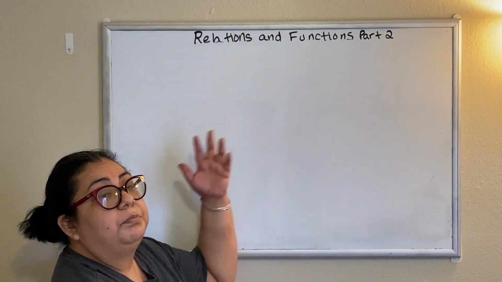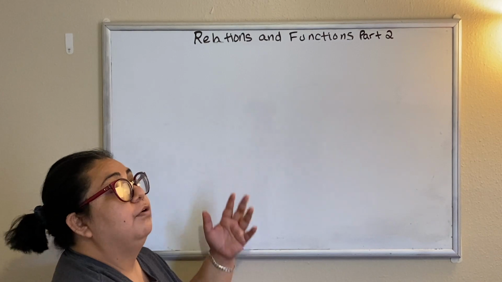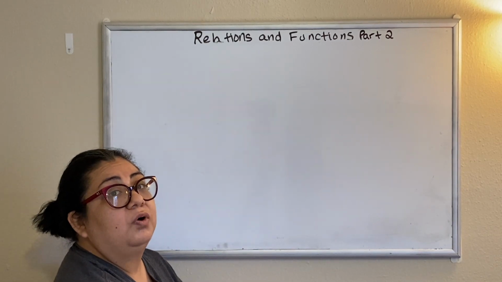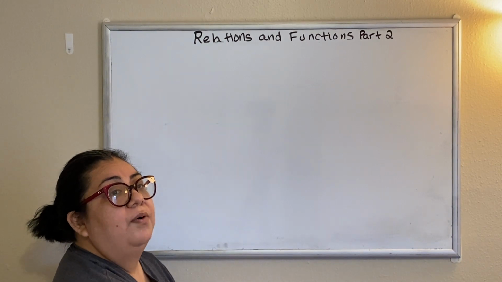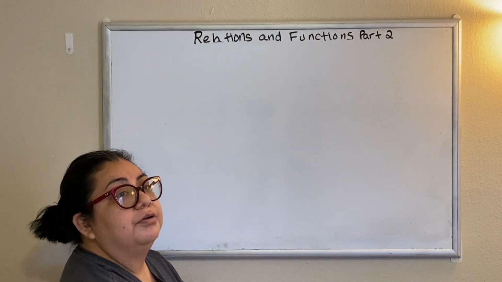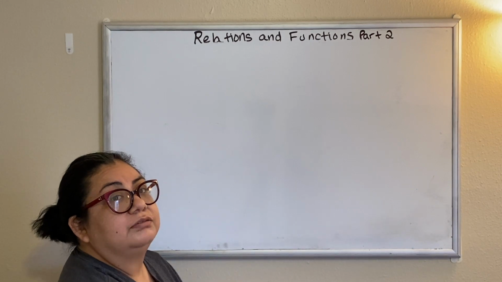Well, I hope you enjoyed part 2 of relations and functions. Hopefully you know how the vertical line test works. You know whether a function is discrete or continuous, and know how to state their domain and range in both interval notation and set notation.